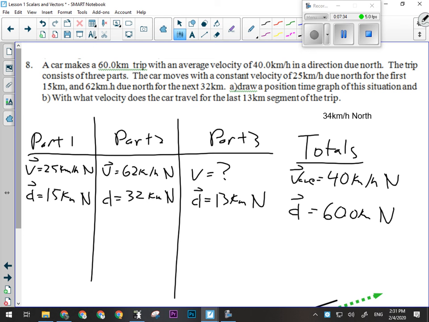Okay, if I'm going to find V for part 3, what else do I need? I need the time. I need the time for part 3. In fact, I don't have the time for any of them, including the total. But can I calculate it? Yes. So if I know the times for part 1 and part 2 and the total time, will that help me get the time for part 3? Yes. So the time for part 1 is going to be T equals D over V. In fact, it'll be that calculation for all of them.